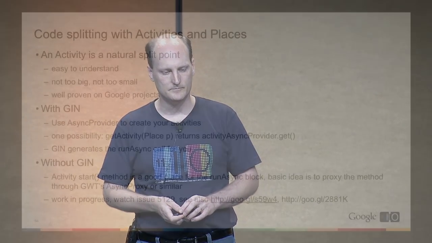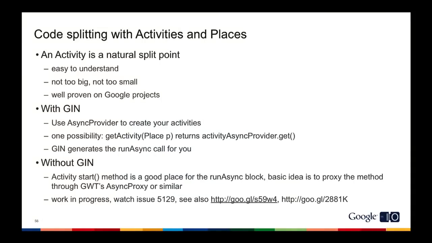Now, if you want to do without GIN, then you're going to want to create a proxy class that's going to proxy the activity's start method. And so whenever your activity proxy class start method gets called, it would put in the runAsync block, which would make the real call to obtain your activity. There is some work in progress on this still. If you look at issue 5129, there's extensive discussion about different possible approaches, and we're still looking at which one we're actually going to commit to the GWT trunk to make this a little easier. But you can write your own, and the recipes are all up there. It's just too detailed to put on a screen.